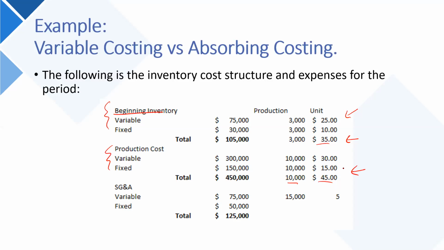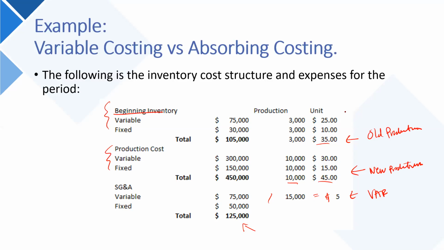And then we have the variable sales and general administrative cost for this new period. They are here, and the variable is this one, divided by this one, and now we have 5 pesos here. This is the new production. This is the old production. So that's the information I have, nothing different.